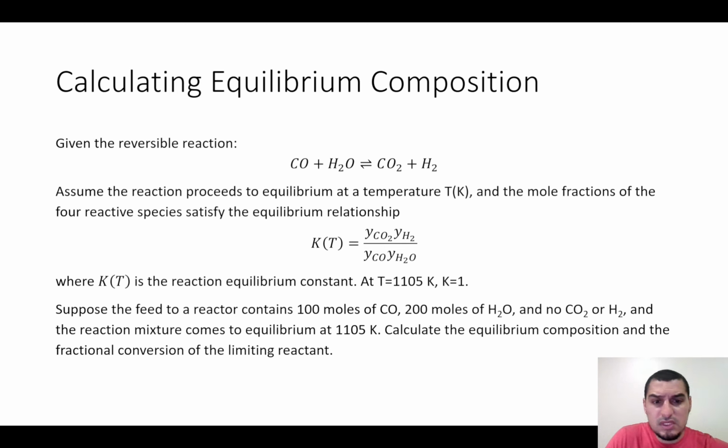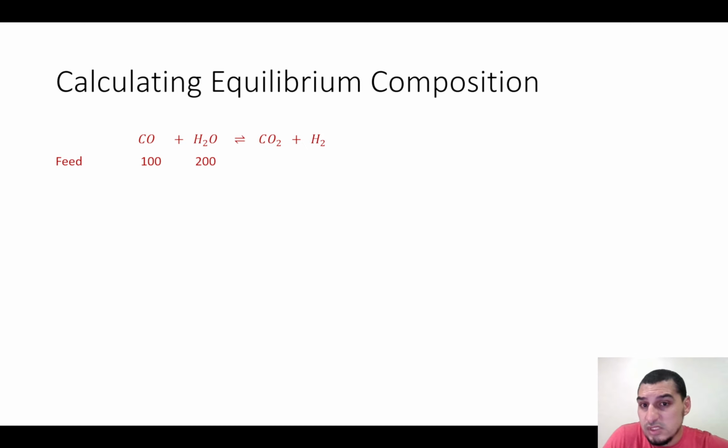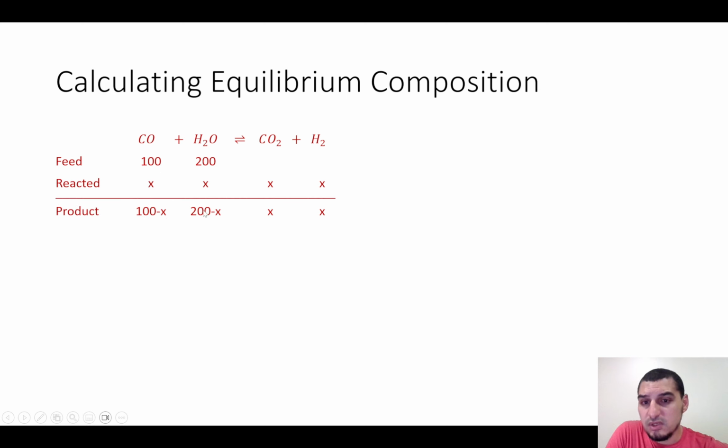So what we will do is, since we don't know how much is reacted, we will assume that the amount of carbon monoxide that reacted is X. We don't know how much this X is. It can be 10, it can be 20, it can be 50, it can be 100, I don't know. And this is what I want to calculate. So this X is the amount that is reacting. Of course, it reacts 1 to 1 to 1 to 1, so it's all the same number of moles, and the product is going to be 100 minus X, 200 minus X, X, and X.